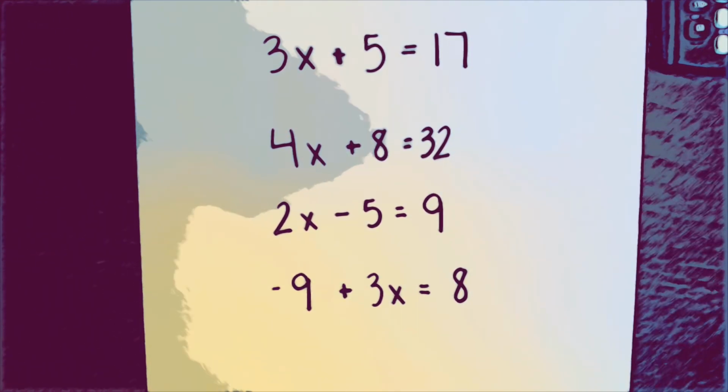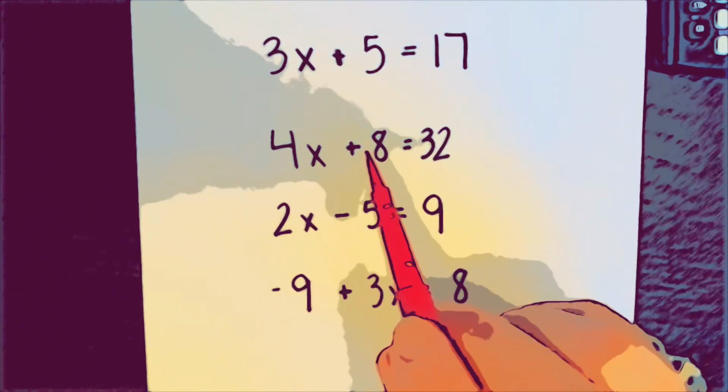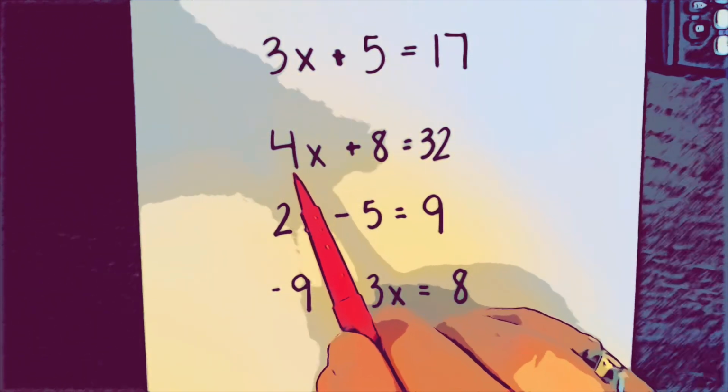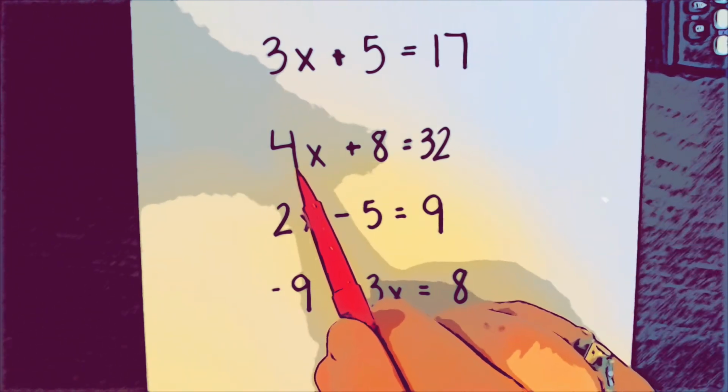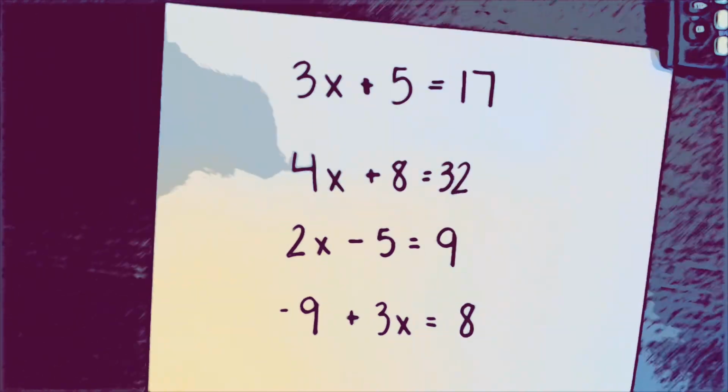Okay, we are back at it, solving for x, an unknown number, in a two-step equation. And today we are going to answer, what is 4x plus 8 equals 32? What is x? So here we go.